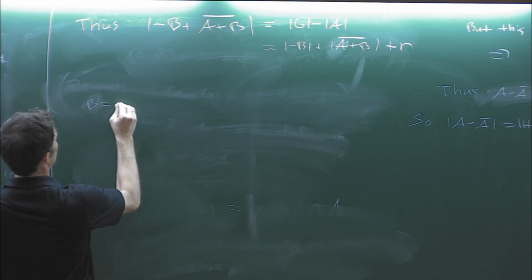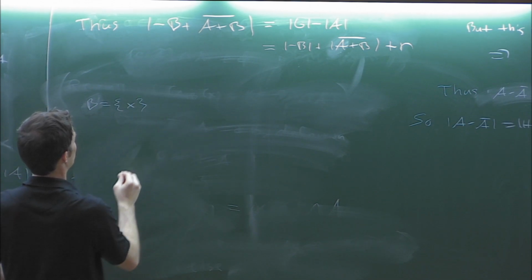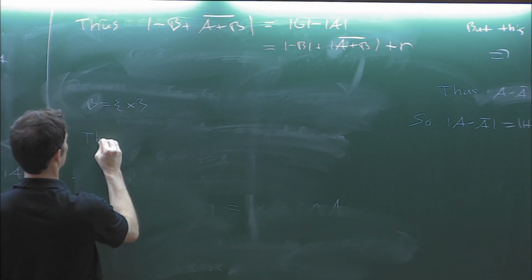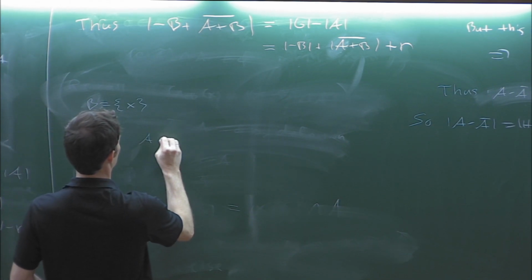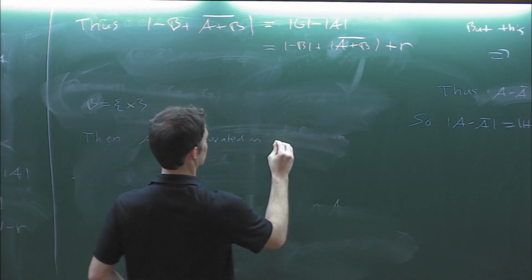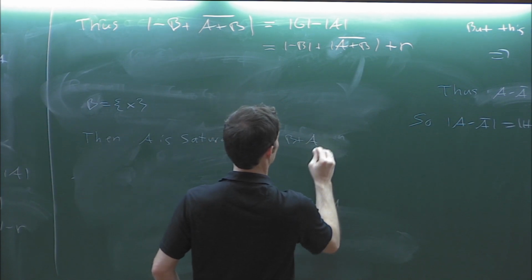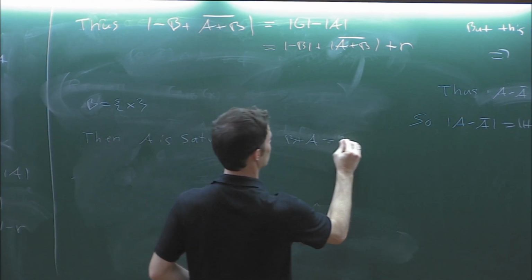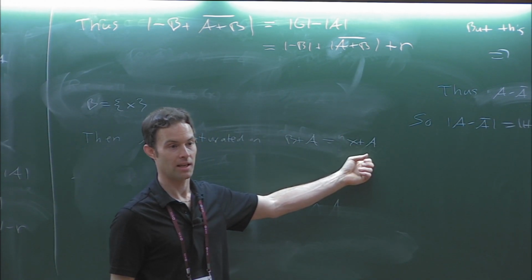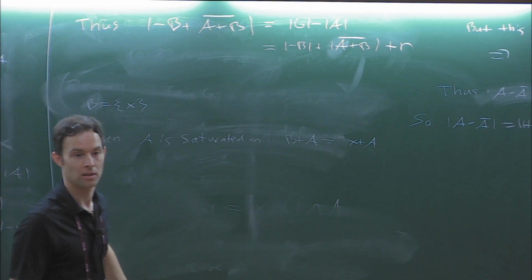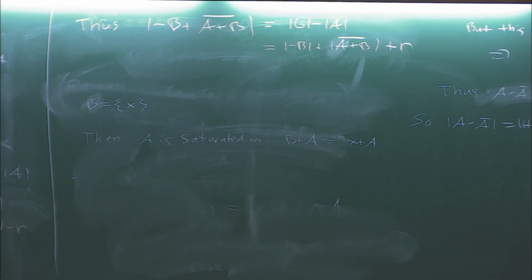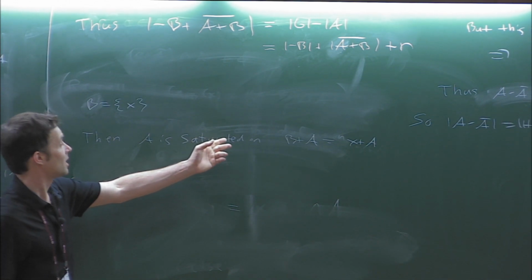Let's suppose B is just a singleton element. Then A is saturated, because if we add any element to A, we're going to increase the sum set. This is just a translate of A, so if we add another element to A, we still get something, assuming there's something left to add to it. If it was the entire group, there'd be nothing left to add. But as long as A is saturated, this is going to be a saturated pair.